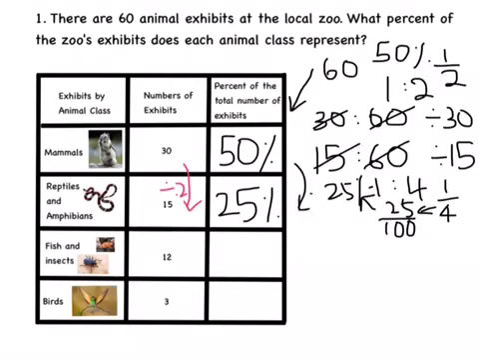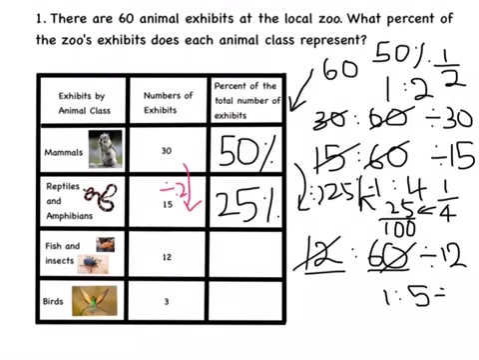And yeah, just half. And then for the fish and insects, we have 12 exhibits out of 60. And this one is a little bit tricky because to know it, you have to kind of divide by other numbers. But let's just look at 12. Does this divide by 12? Yes. Does this divide by 12? Yes, it does. So if you divide by 12 to simplify, it will be 1 to 5, which is 1/5, which is 20 hundredths, and which is 20%.